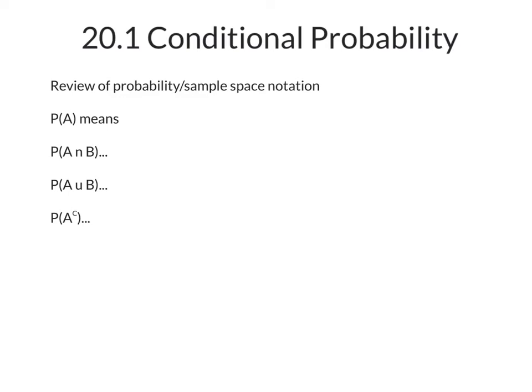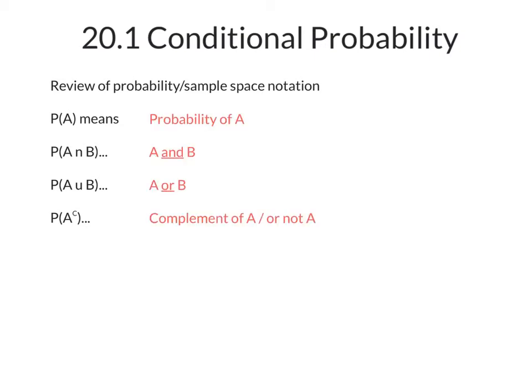Okay, so in this video, we're going to learn about conditional probability. We'll talk about what that means in a minute, but first let's review some of the probability sample space notation that you've seen already. So what I'm going to ask you to do is pause the video and write down these four and see if you can remember what they mean.